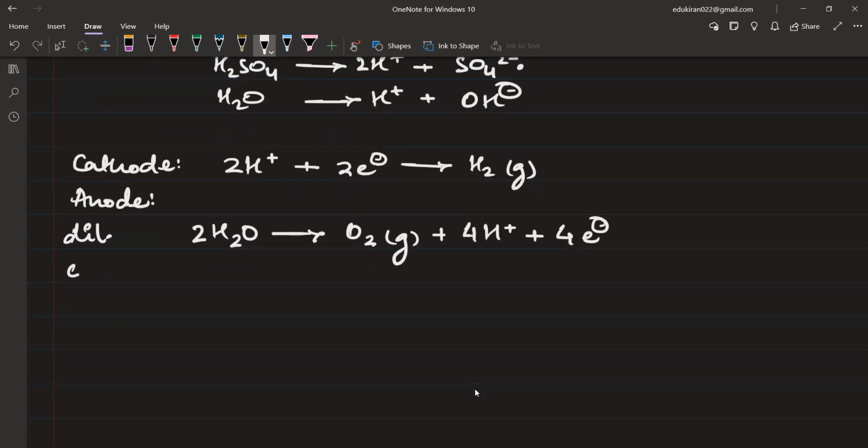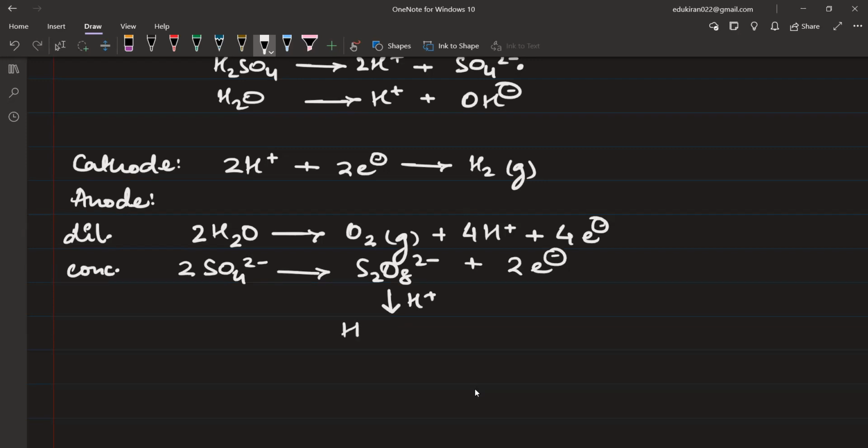But when it is concentrated, then what happens? SO4 2- reacts to make S2O8 2-, and it gives out 2 electrons. This further reacts with H+, which is abundantly available in the solution, forming H2S2O8, which is also known as peroxodisulfuric acid. So till here is the last case with inert electrode.